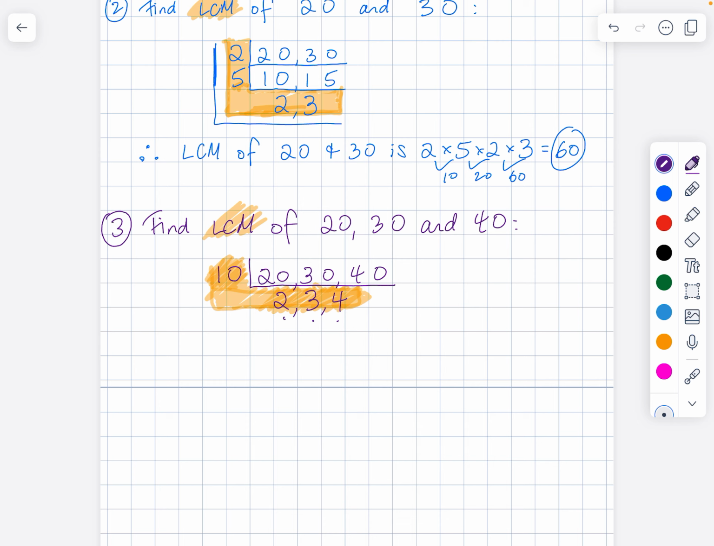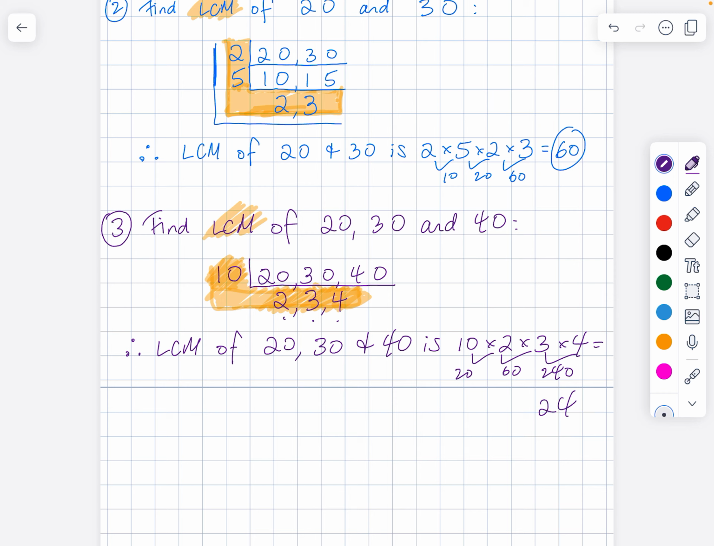But therefore the LCM of 20, 30, and 40 is 10 times 2 times 3 times 4. So 10 times 2 is 20, times 3 is 60, times 4 is 240. And there you go.